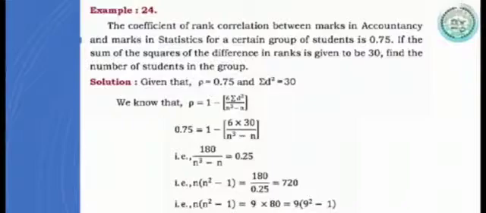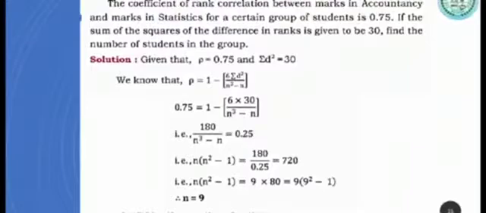Example number 24 also. The coefficient of rank correlation between marks in accountancy and marks in statistics for a certain group of students is 0.5. If the sum of the squares of the difference in the ranks is given to be 30, find the number of students in the group. So rho is equal to 0.5, summation d square is equal to 30, and then you substitute. Then you have to find this n, you take it out common, then you solve it in the form of an equation and find the value of n.